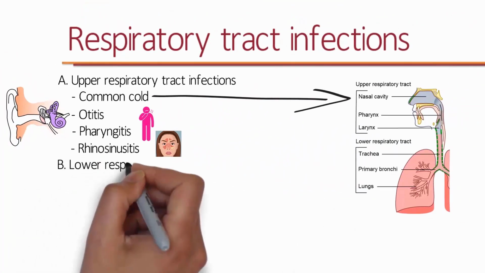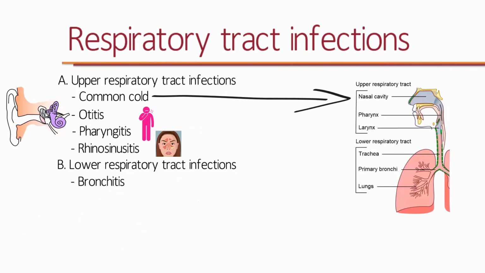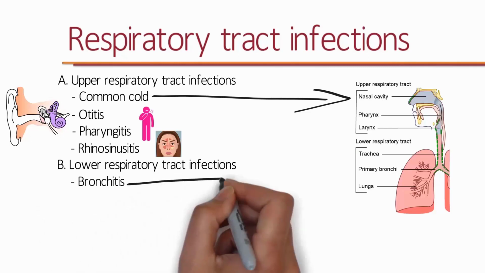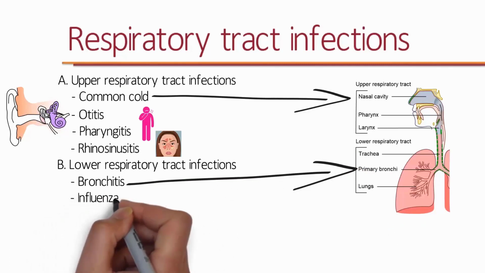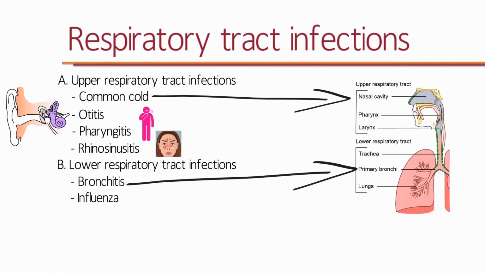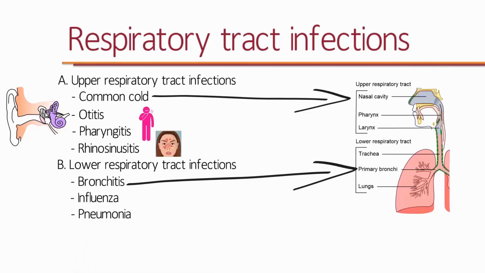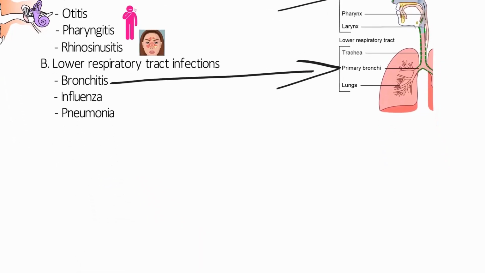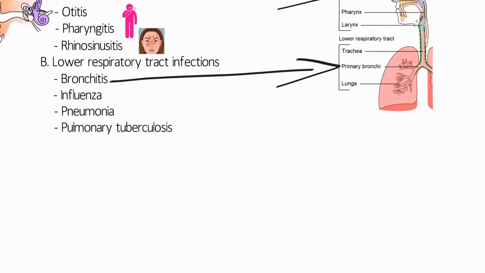We can also have lower respiratory tract infections. There is something called bronchitis. There is the left bronchus and the right bronchus that connect the trachea to the two lungs, and the inflammation of the bronchi will lead to bronchitis. And then there's influenza and pneumonia that can cause infection deeper into the lungs, leading to problems with oxygenation. And of course, you can have pulmonary tuberculosis, which we will discuss later.